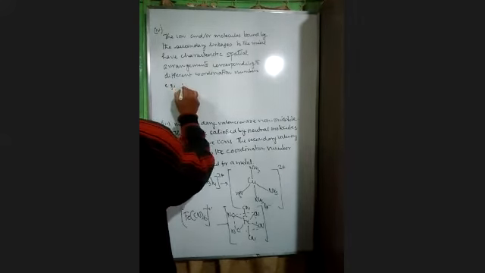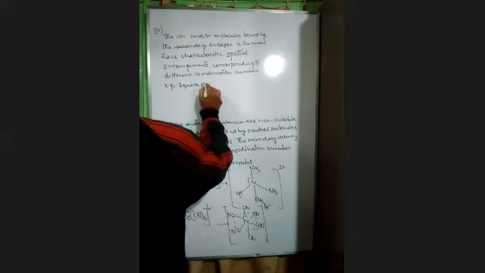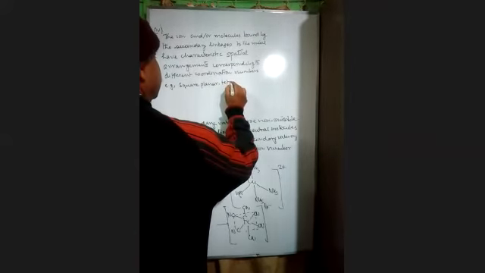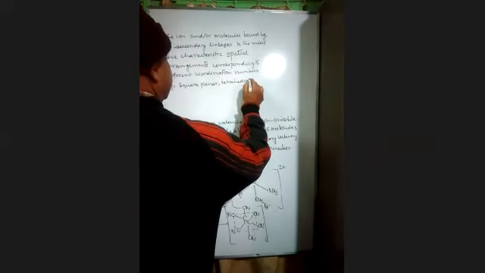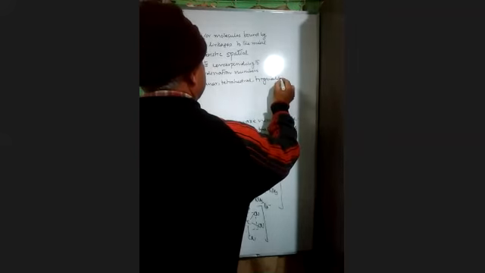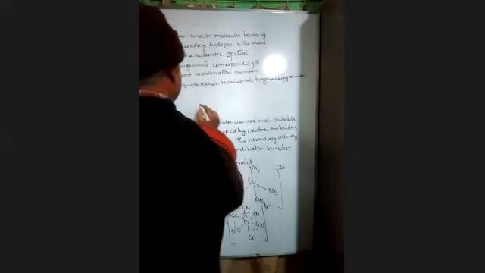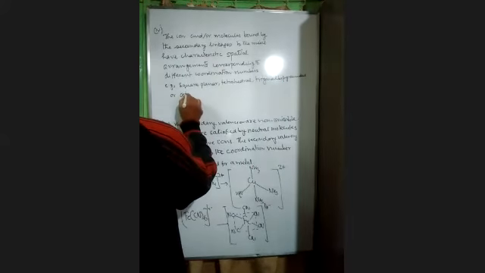Example: square planar, tetrahedral, trigonal bipyramidal, or octahedral.